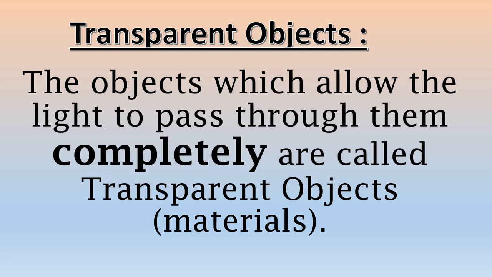The first category of objects are known as transparent objects. The objects which allow the light to pass through them completely are called transparent objects or transparent materials.